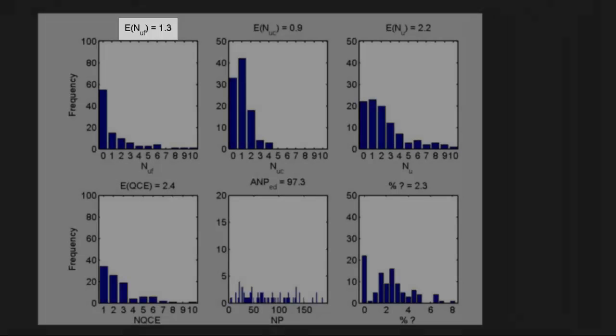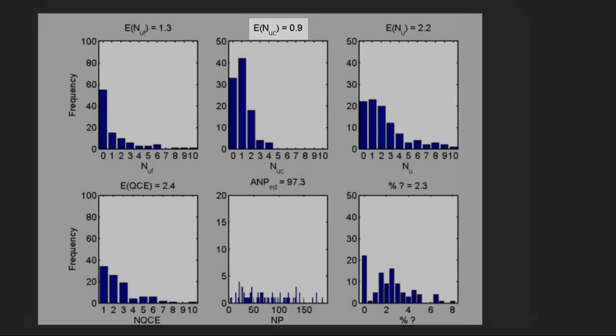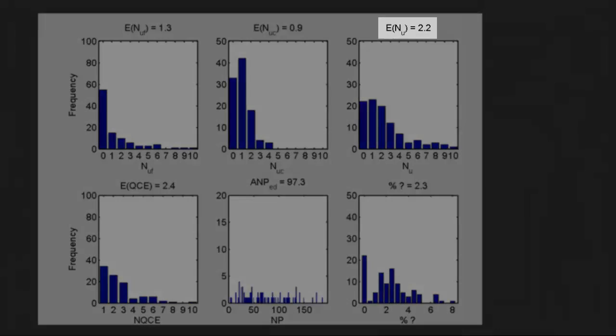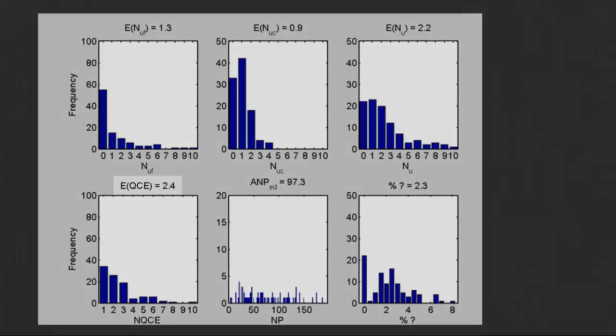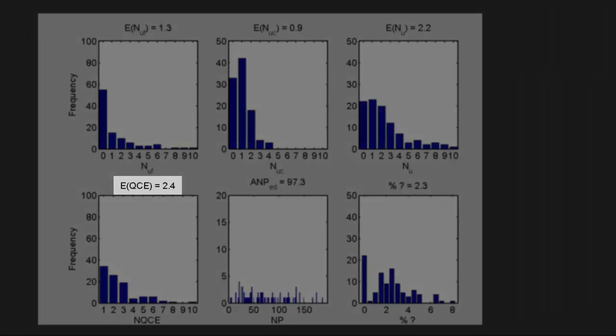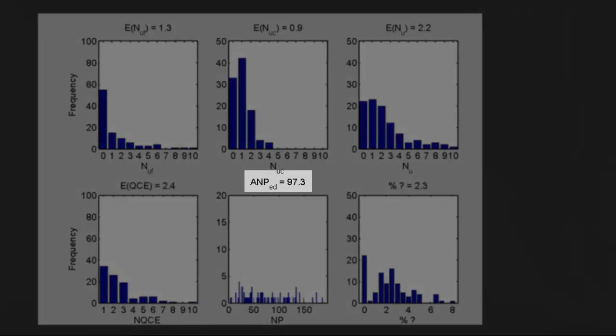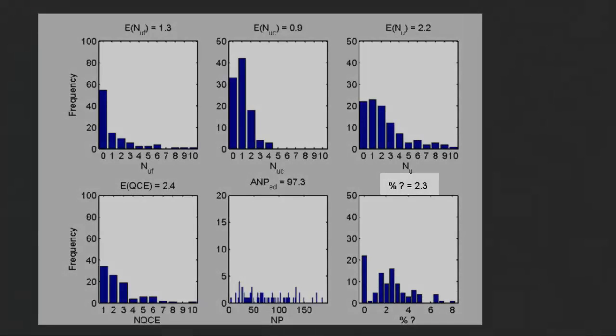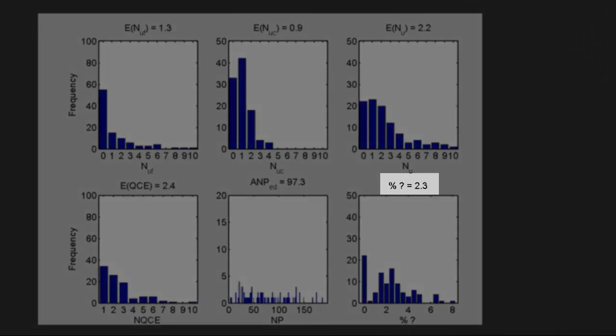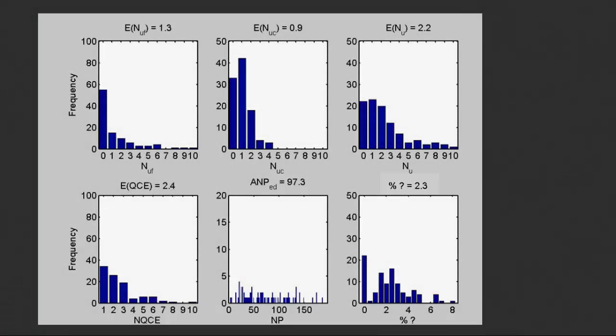is 1.3. The average number of unacceptable results since the last good QC event is 0.9. The total is 2.2. The average number of QC events to detect the shift is 2.4. The average number of patients that were affected was almost 100. The percentage of the affected patients that were incorrect was 2.3%.